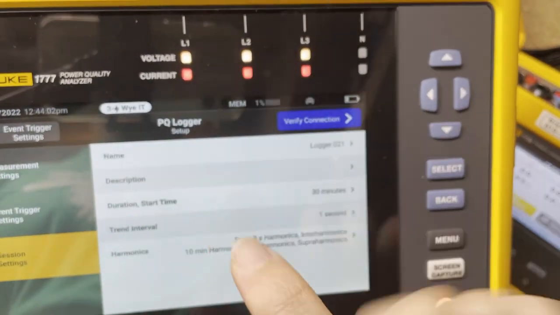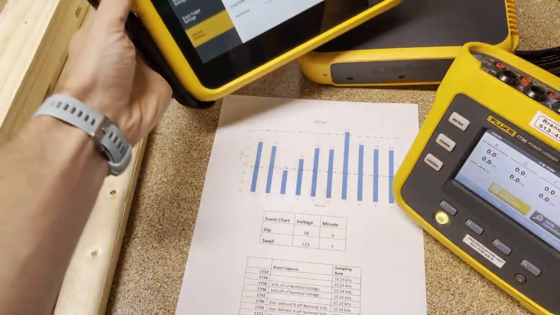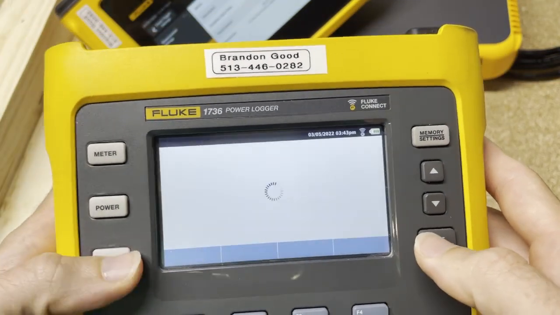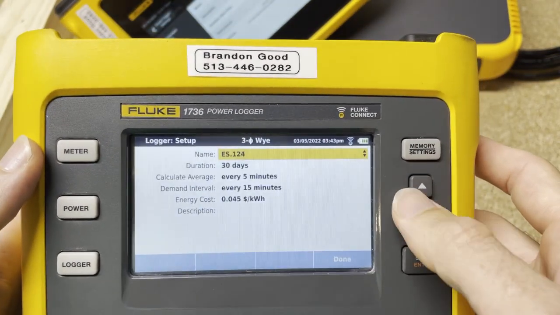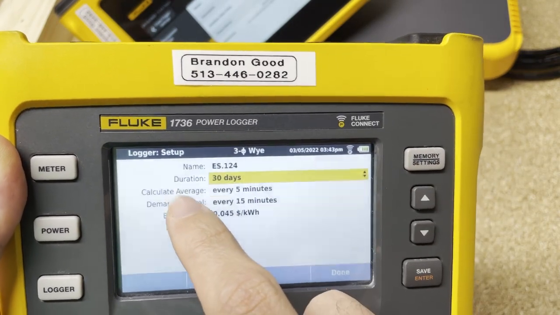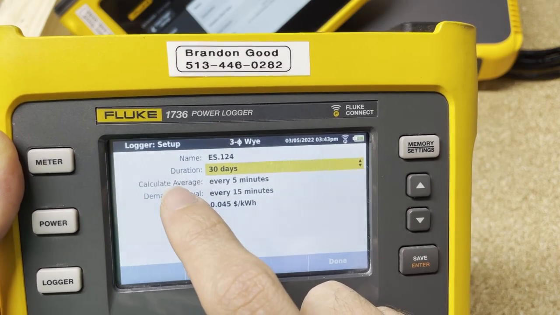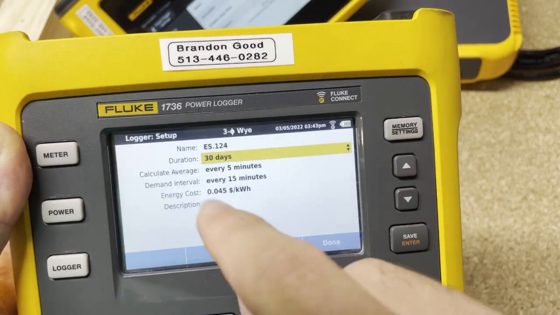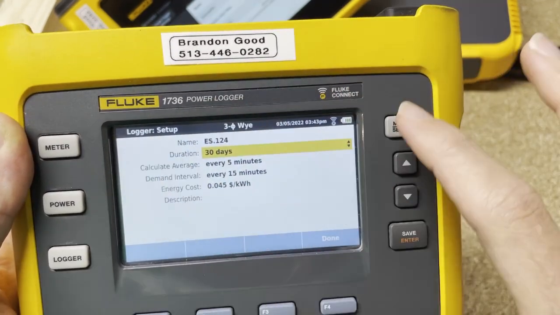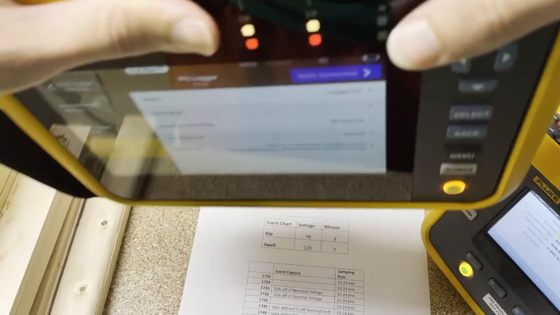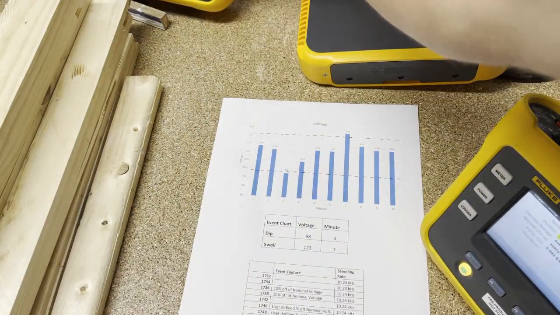On the 1770 series, this is going to be called trend interval. On the 1730 series, if we go into logger mode, edit setup, it's going to be called calculate average. Whether it's saying trend interval or calculate average, they are both the same thing. For today's discussion purposes, that's what we're talking about. Okay, so now that we know what we're talking about, let's talk about what those are.